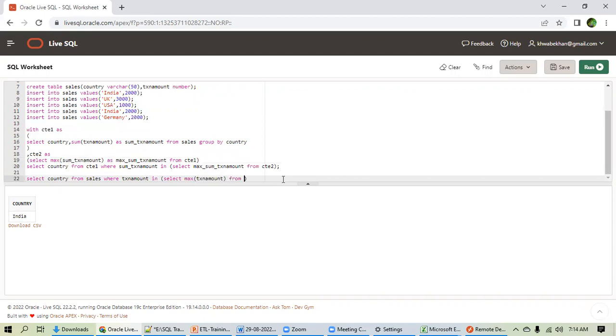Okay, see, the problem with this query is that you are telling SQL that you want that particular country from the sales table where transaction amount is, which transaction amount? You are telling the SQL engine that first of all go and pick the maximum transaction amount from the sales table. That is what you're telling me. So if you find the maximum transaction amount from the sales table, what will be the output of this query?